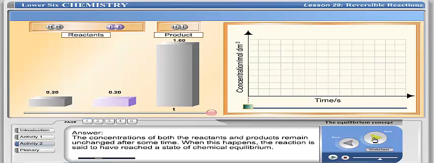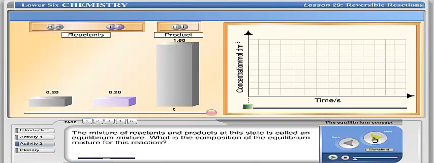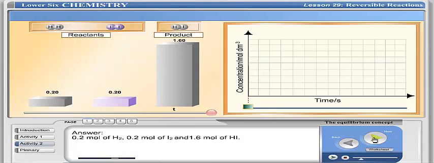When this happens, the reaction is said to have reached a state of chemical equilibrium. The mixture of reactants and products at this state is called an equilibrium mixture. What is the composition of the equilibrium mixture for this reaction? Answer: 0.2 mole of H2, 0.2 mole of I2, and 1.6 mole of HI.